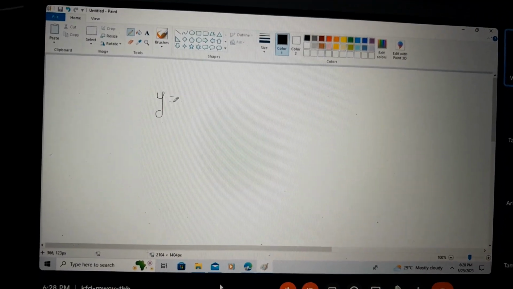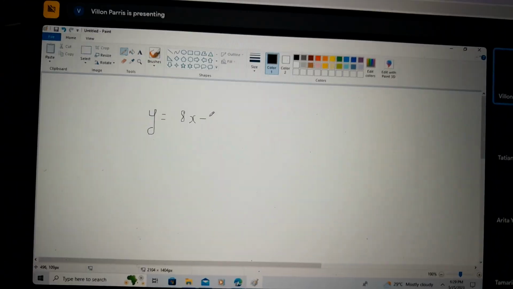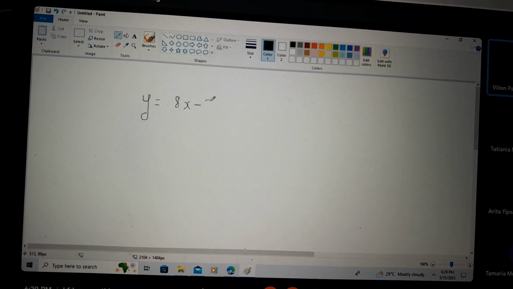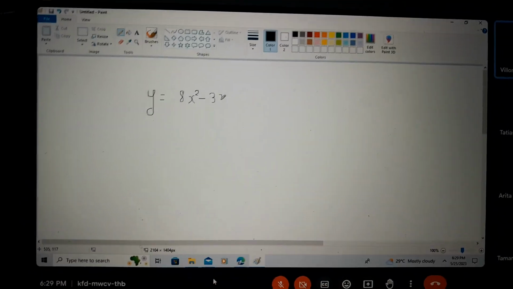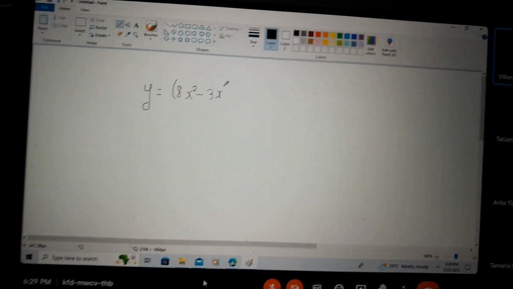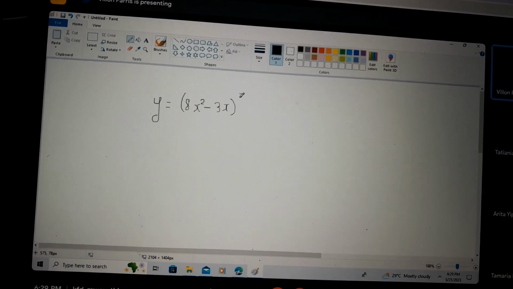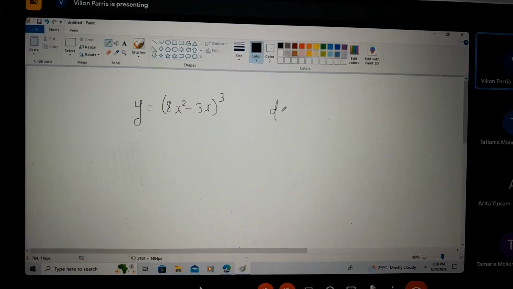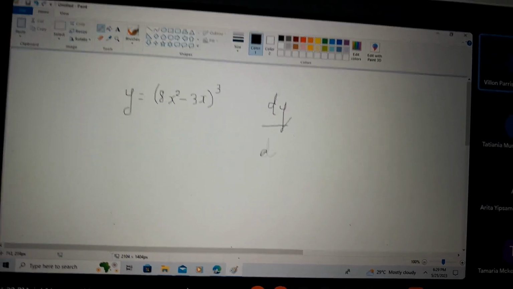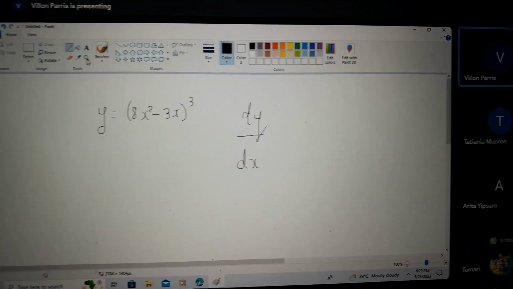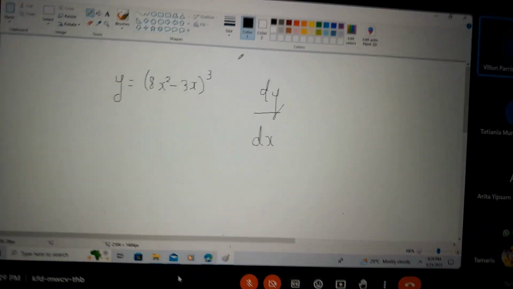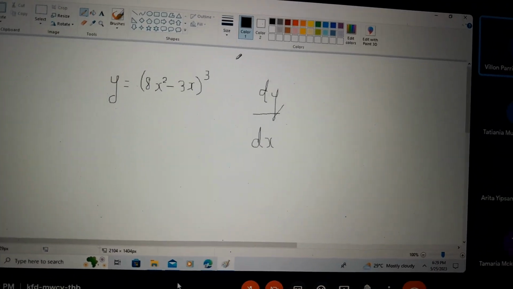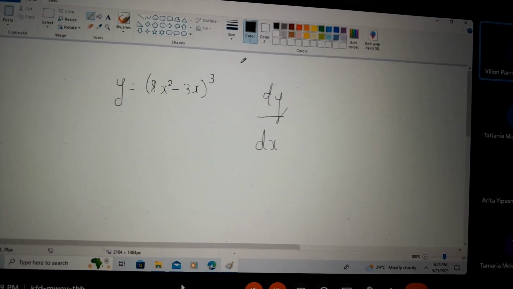So let's say we have a function y is equal to (8x squared minus 3x) to the third power. And we're asked to find dy/dx. This here is a typical example of when we apply the chain rule. The chain rule is also called the function of a function, when we have a function in another function, right?